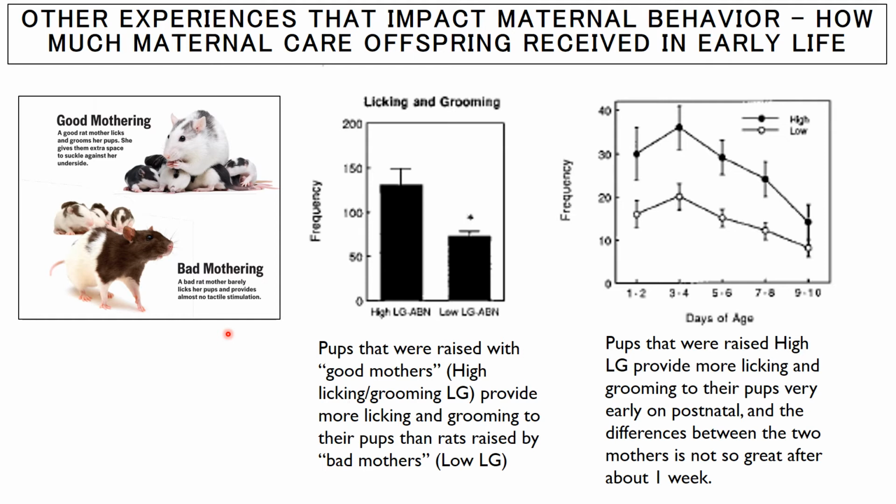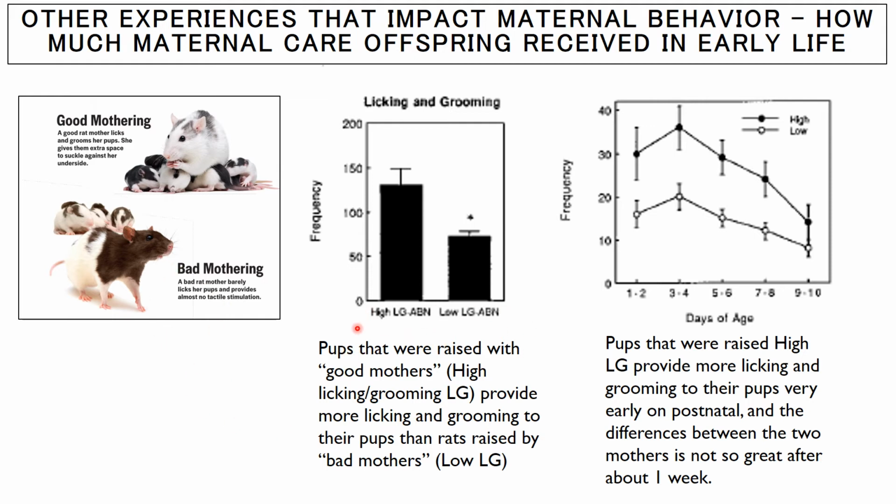So there are other experiences that will impact maternal behavior. One major influence is just how much maternal care offspring received very early on in life. Again, remember, there are differences between mothers. Some are good mothers and some are bad. There's just variation, and we can categorize them. We can watch pups and see what kind of mother they had. There are pups that are raised by good mothers and pups that are raised by bad mothers.